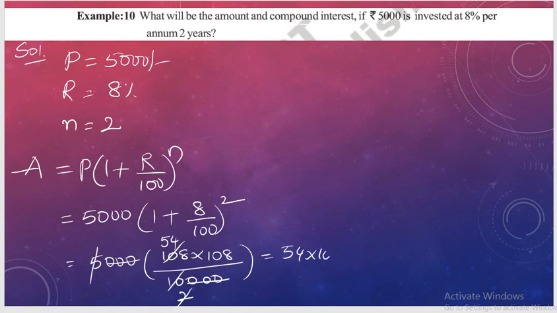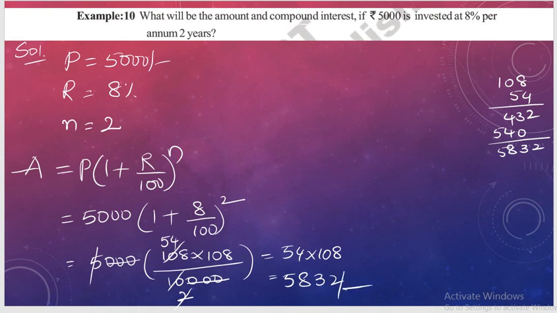So what am I going to get? 54 into 108. When I multiply, 108 multiplied with 54. 8 4s are 32. 4 1s are 4. 5 8s are 40. 5 1s are 5. So what am I going to get? 5832. So the answer is 5832 rupees. This is the amount which I need to return.